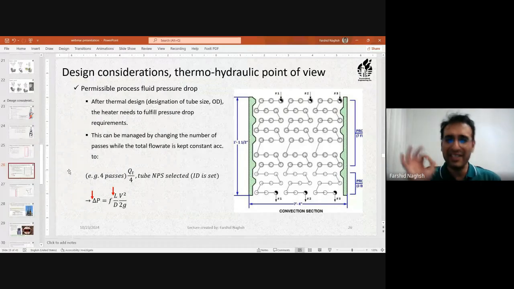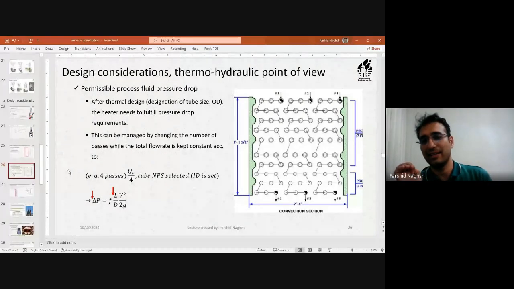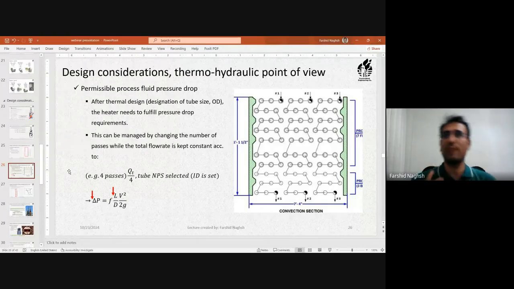There are very, very rare cases where increasing the tube passes doesn't solve your pressure drop problems. So you need to go back to thermal design and change the size of the tubes, which in these years of designing heaters has happened for me once. And the problem for me was that the heater was not sized properly at the beginning, that I faced this problem.